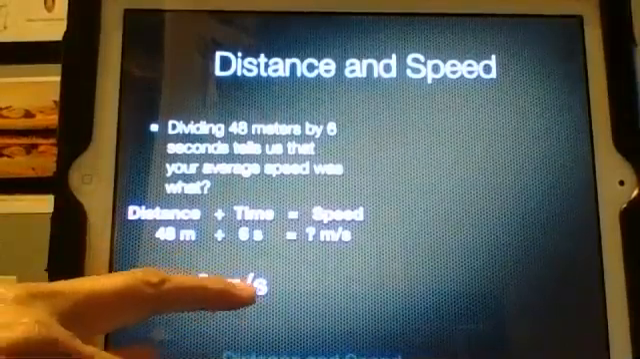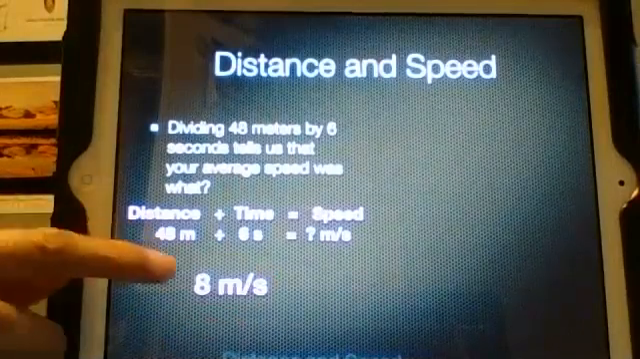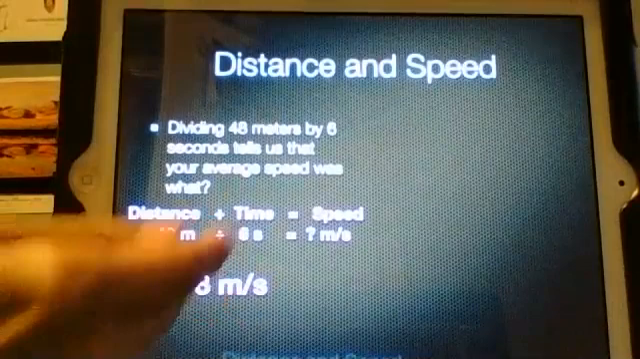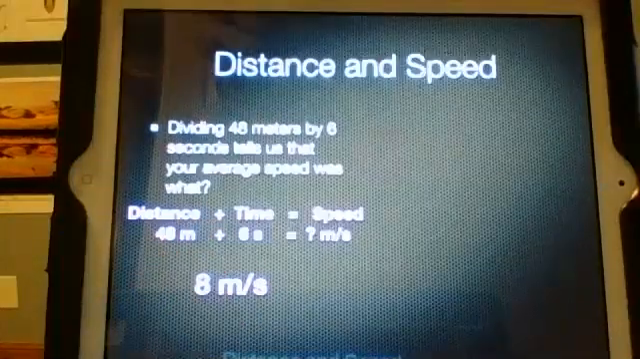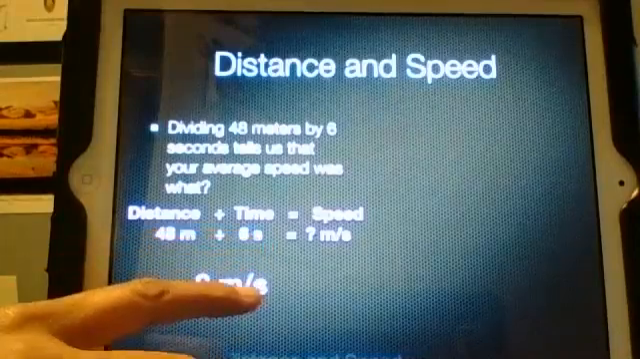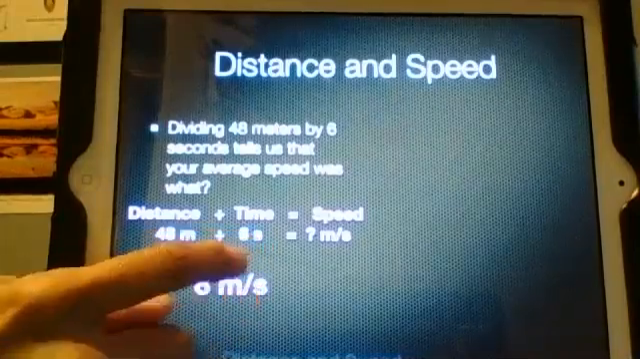Now, why did I use m/s? Well, I did my distance in meters, so that's the first label I'm going to put. The slash means per, like miles per hour, meters per second. And then my time was in seconds, so I would put an S for seconds.